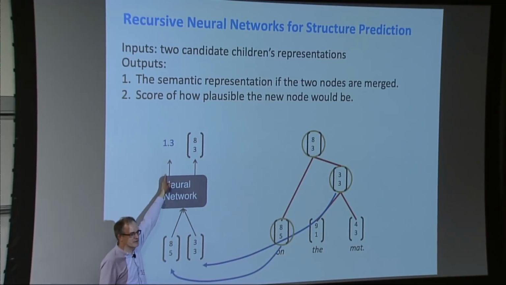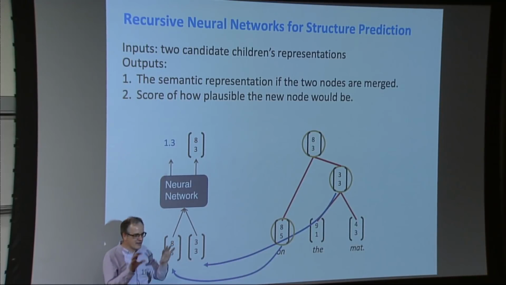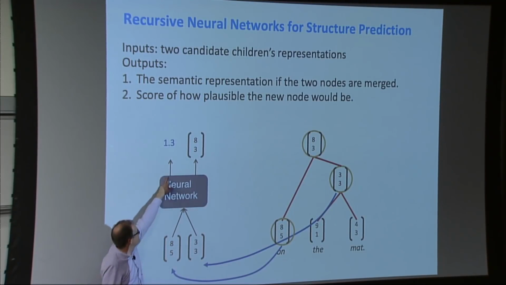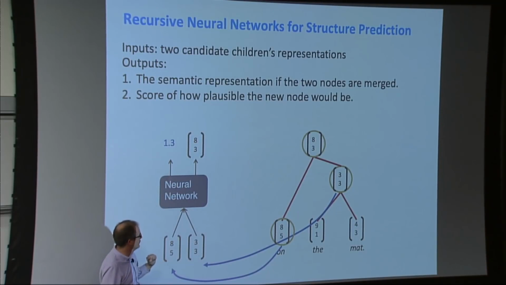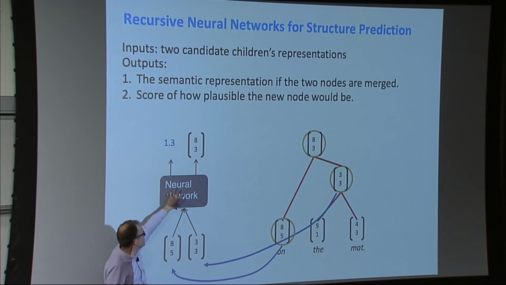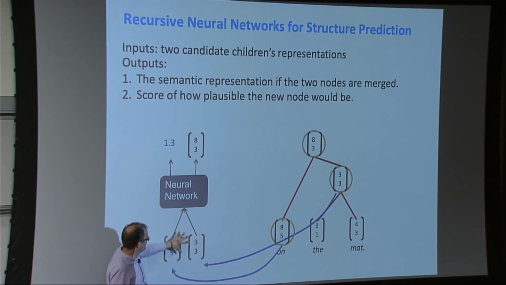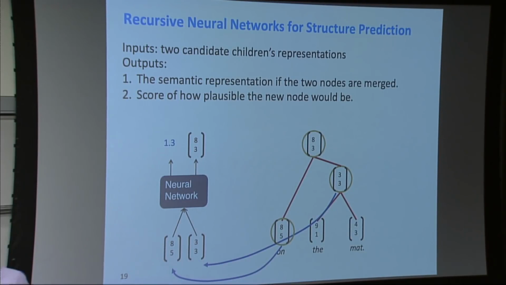This is what we're going to use for parsing. We're going to say, do you believe you can put together on and the mat to form a good constituent that's part of a parse tree? And this will be a big positive number if the answer is true and negative if it's not true. And then we have a meaning composition device which says, okay, if you put together these two things, what would be the meaning representation of what we put together?